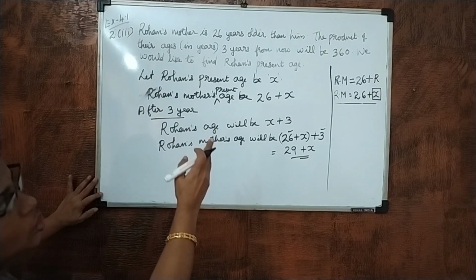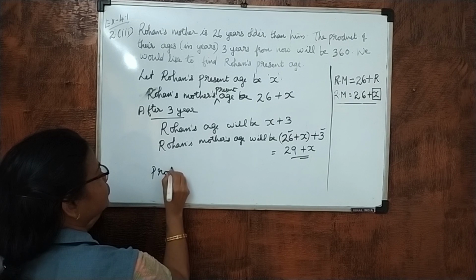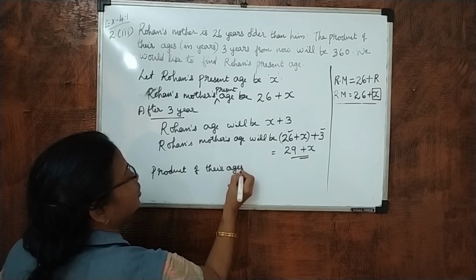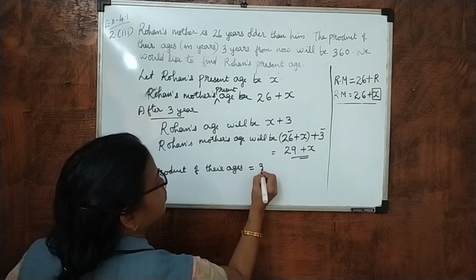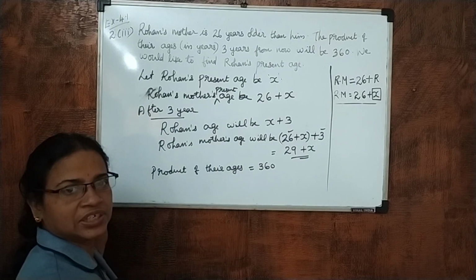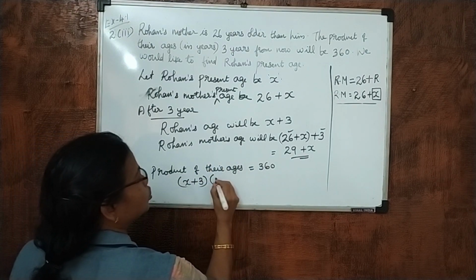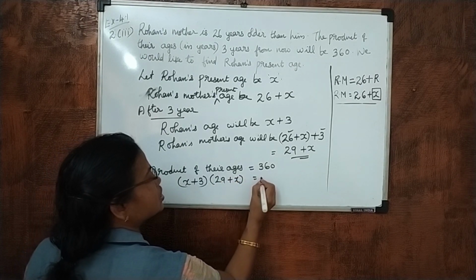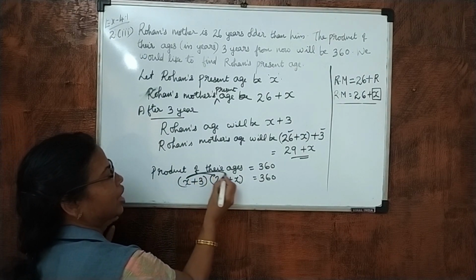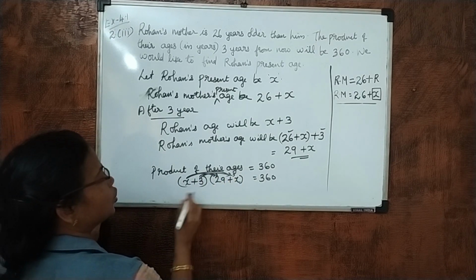Now what is the next step they told you? The product of their ages will be 360. Right? Product means multiplication. So x plus 3 into 29 plus x equals 360. What is the next thing then? You have to remove the bracket. So take each one and multiply, then simplify, you will get the answer.